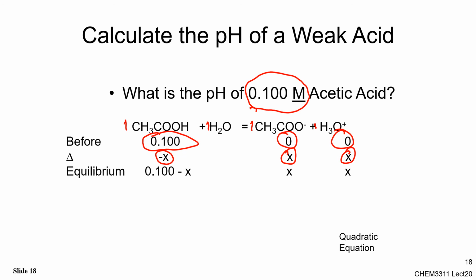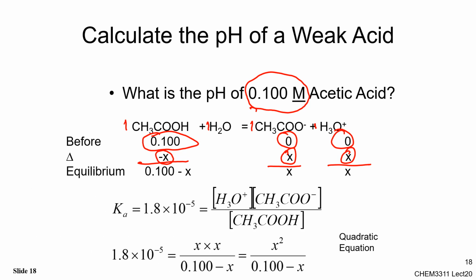Now we add before and change, and that gives me the equilibrium concentration. So we've got 0.10 molar minus x, x, and x. We then write the equilibrium expression and plug the values in, and we end up with the Ka for acetic acid, 1.8 times 10 to the minus 5, equals x squared divided by 0.1 minus x.